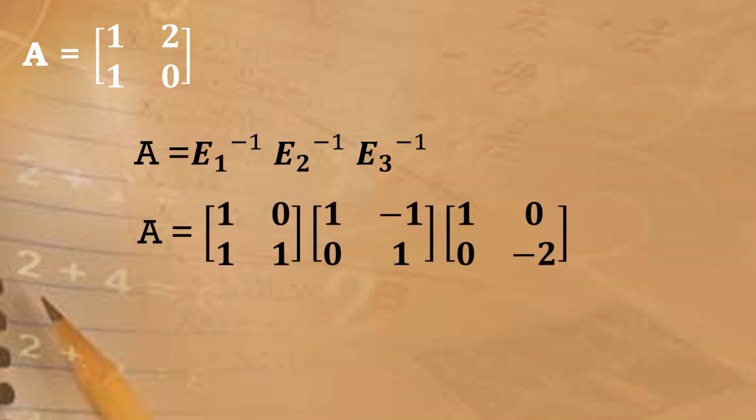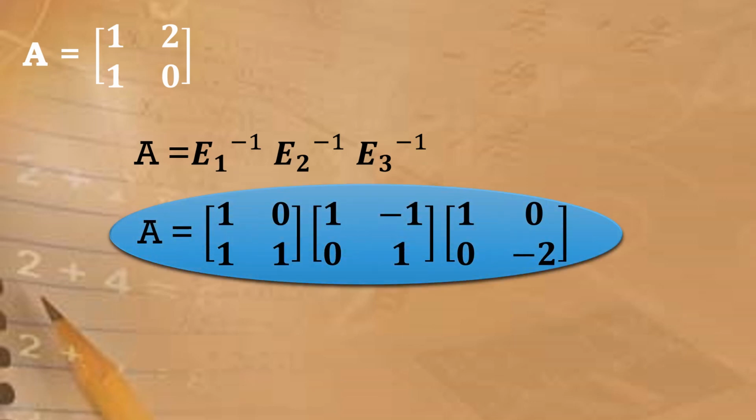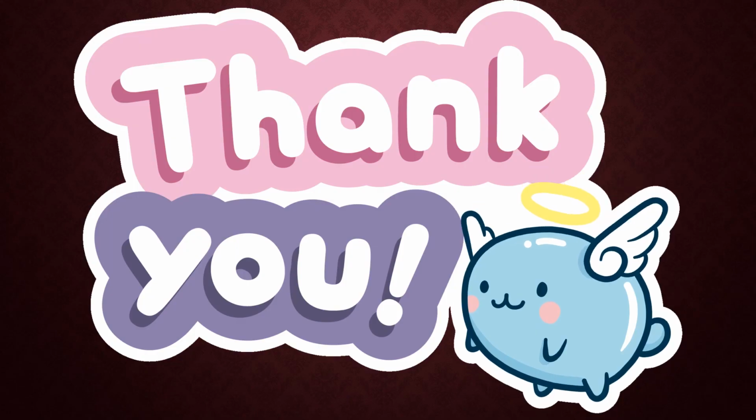So, we factored the matrix A, which is equal to [1, 2; 1, 0], by A is equal to E sub 1 inverse multiplied by E sub 2 inverse multiplied by E sub 3 inverse. Or A is equal to [1, 0; 1, 1] multiplied by [1, negative 1; 0, 1] multiplied by [1, 0; 0, negative 2]. Thank you.